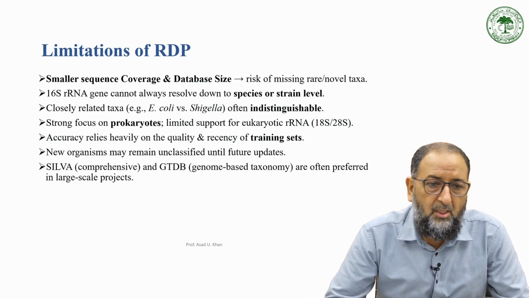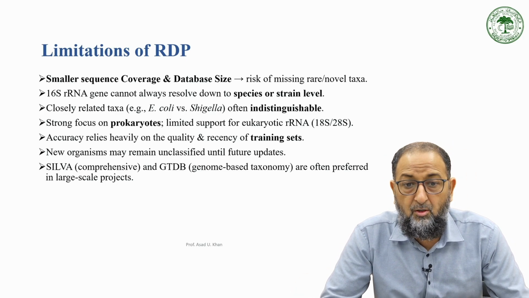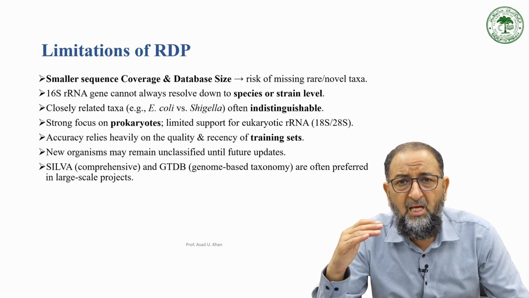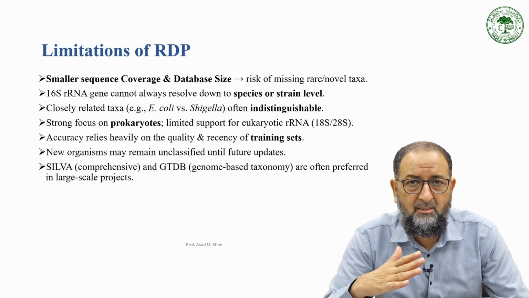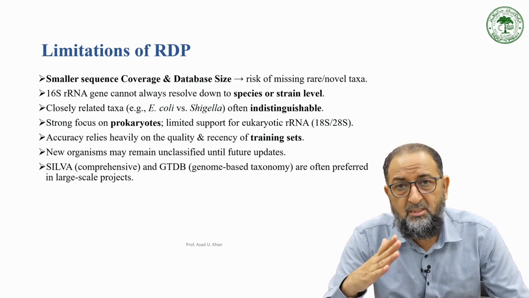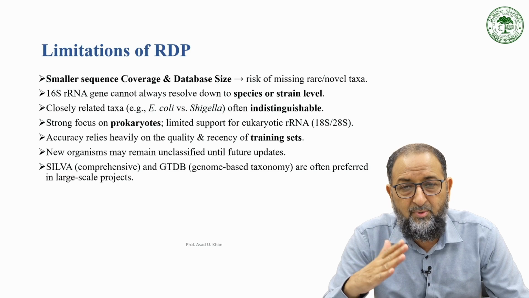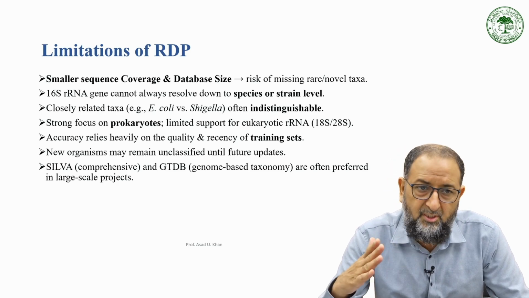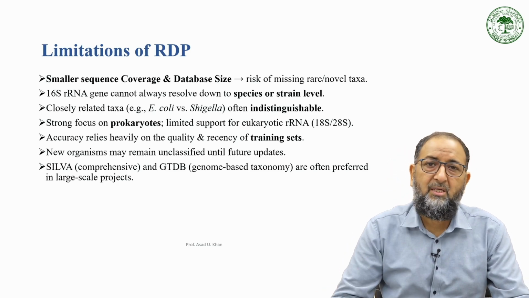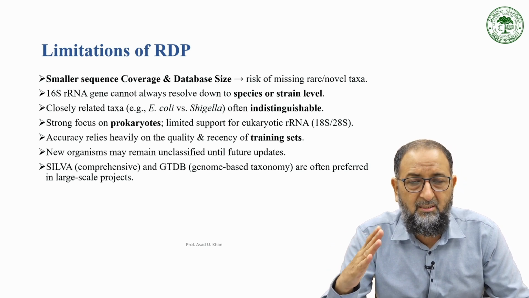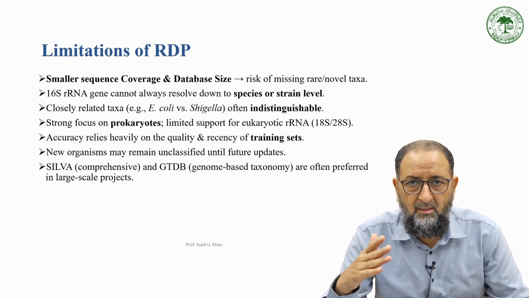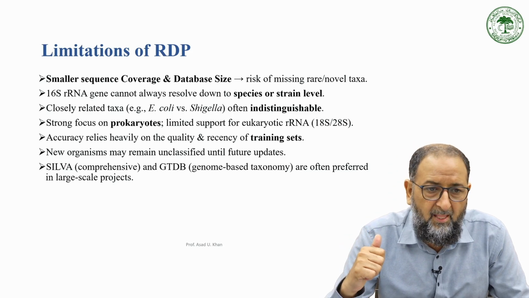Now, the 16S rRNA gene cannot always resolve down to species or strain level. If you are trying to find out strain identification, for example, E. coli has 6,000 different strains. These 6,000 different strains within the species of E. coli cannot be differentiated by 16S rRNA, note it down, because as I told you earlier, for that you need a fingerprinting method like RAPD, then you can have RFLP, T-RFLP, and so on.